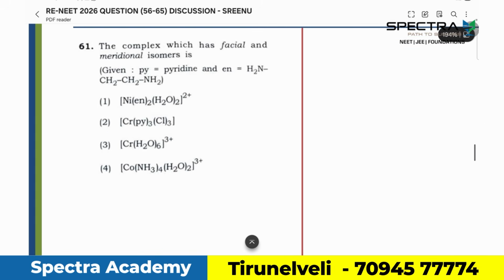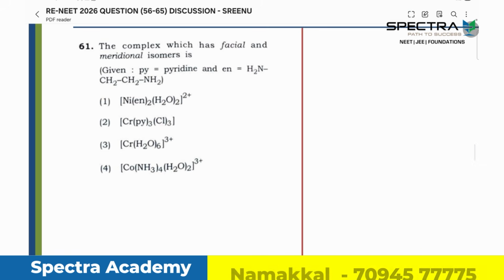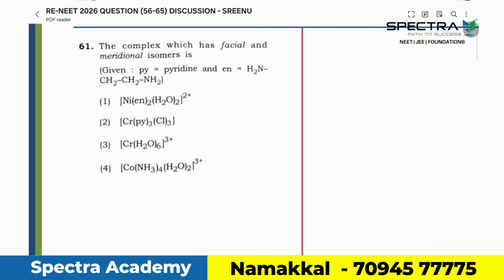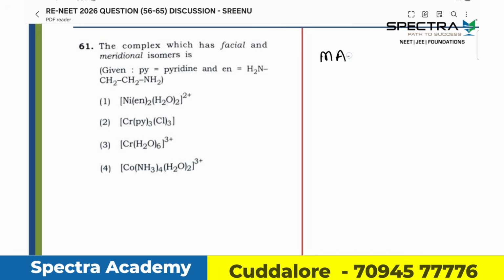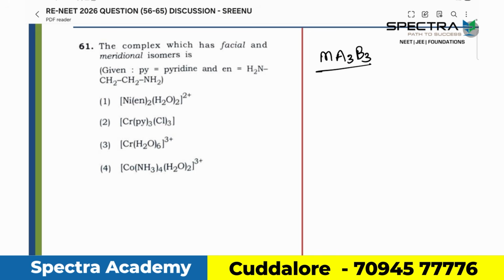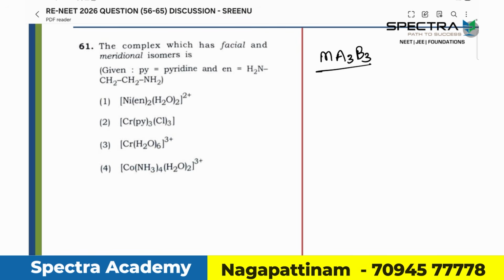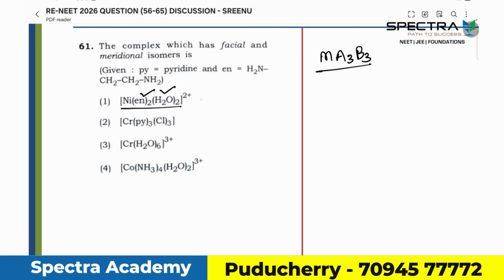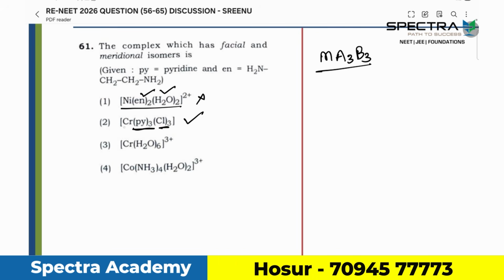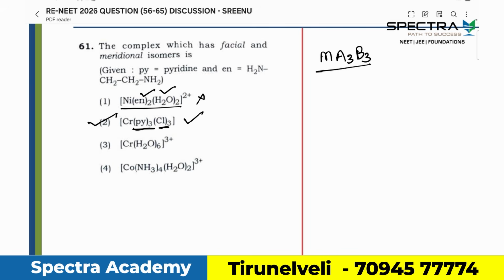That is question number 61: the complex which has facial and meridional isomers. We know that Ma3b3 type complexes will show facial and meridional isomers. The first one, you can see, has aa twice and b2, so it will not show facial and meridional. Here you can see a3b3, a simple direct question. Only Ma3b3 type complexes can show the facial and meridional isomers. So for the 61st question, option 2 is correct. We can move to the next one.